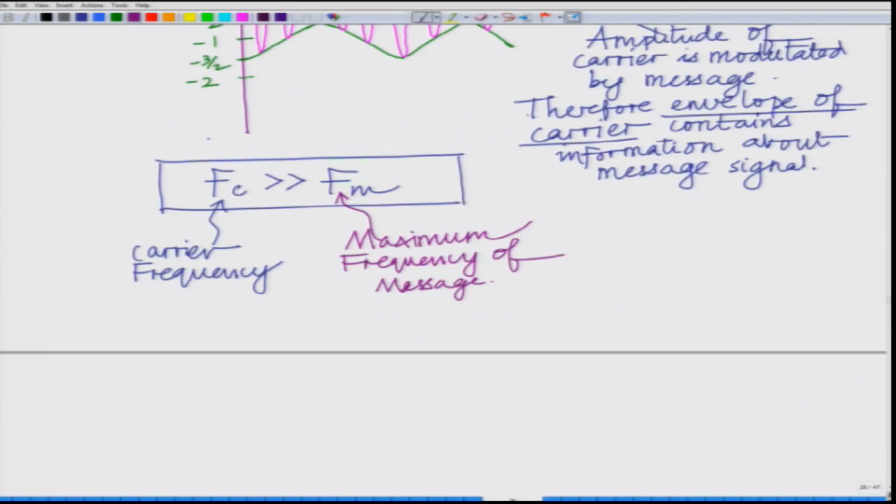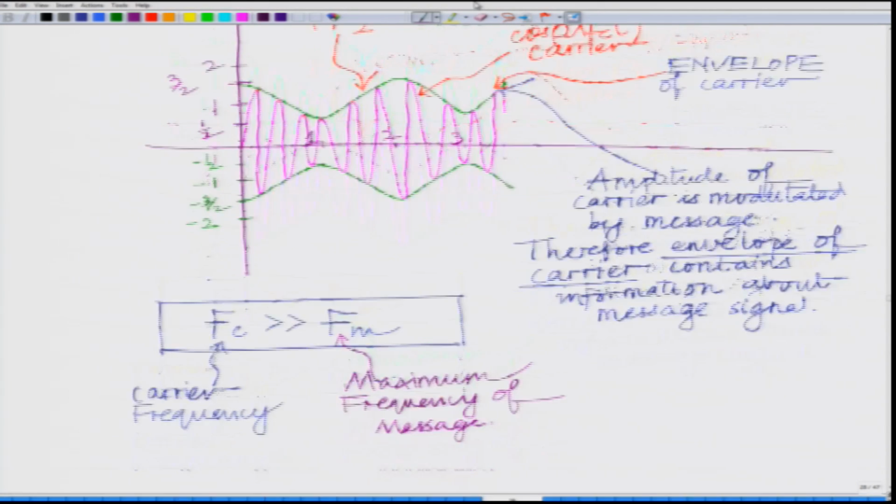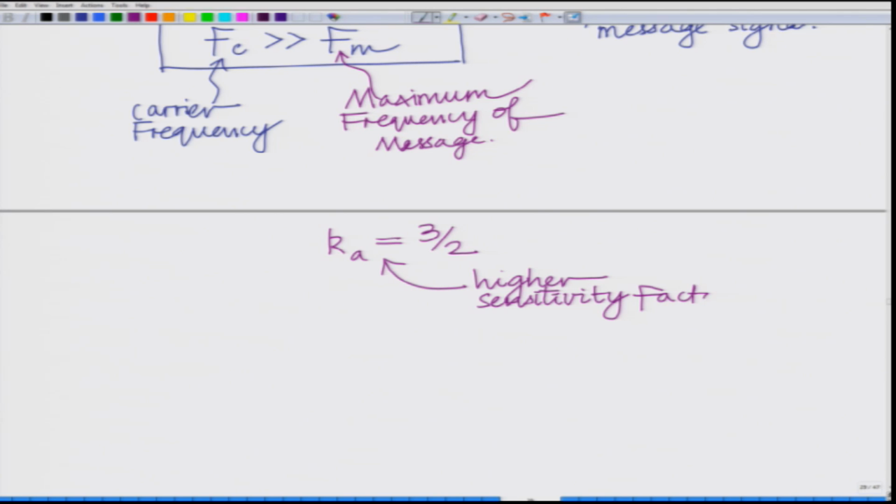Now, another important implicit assumption here is the following. Let us consider another example by choosing the same system, when we choose Ka equals 3/2, that is a higher sensitivity factor, previously Ka equals half.